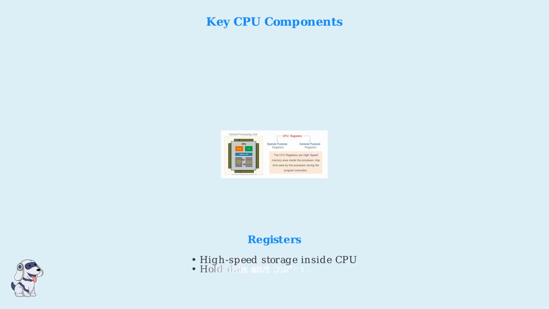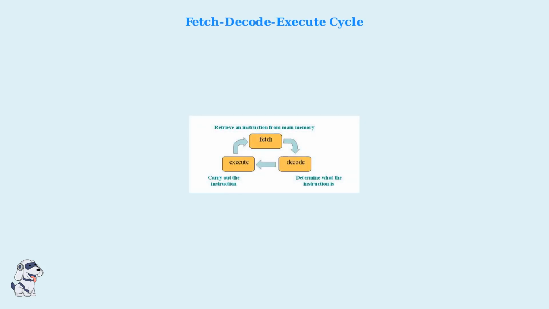Registers are small, extremely fast storage locations inside the CPU. They temporarily hold data and instructions that the processor needs immediate access to during execution. The CPU operates using a fundamental process called the fetch, decode, execute cycle. This cycle repeats continuously, processing one instruction after another.